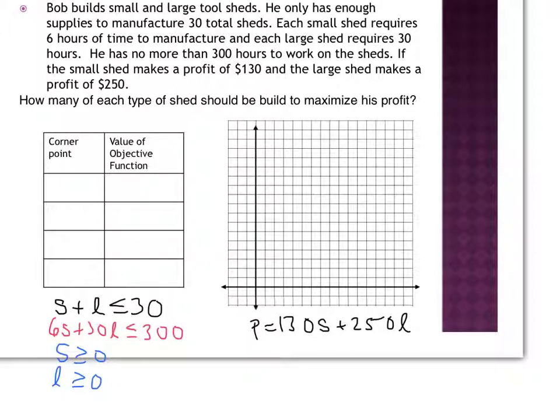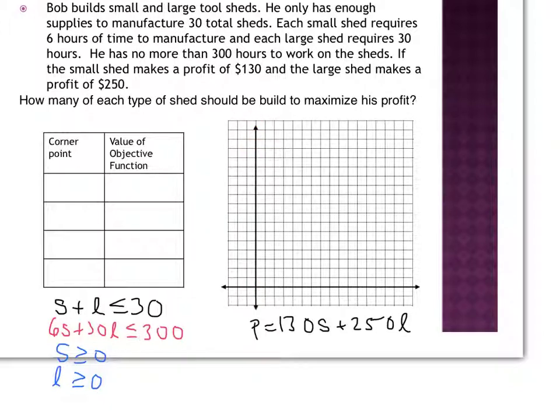Let's graph these. The first thing I have to do is figure out what scale I want to go by on my graph, because it looks like I'm going to have to go by more than just ones. With this first equation, I have S plus L is less than or equal to 30, so if I do the cover-up method, I get S is 30, and I get L is 30, and there's definitely not 30 boxes here.